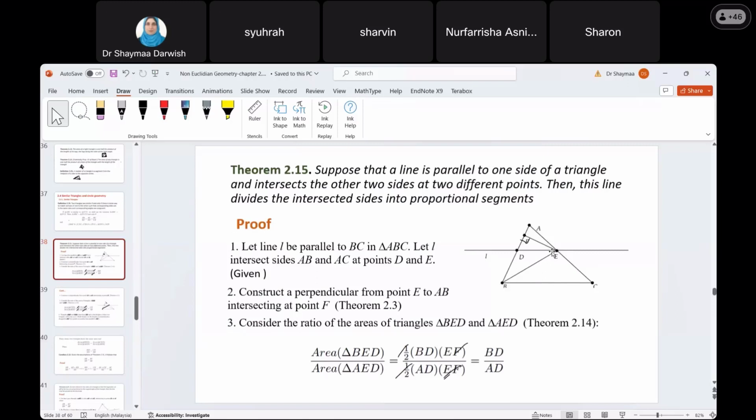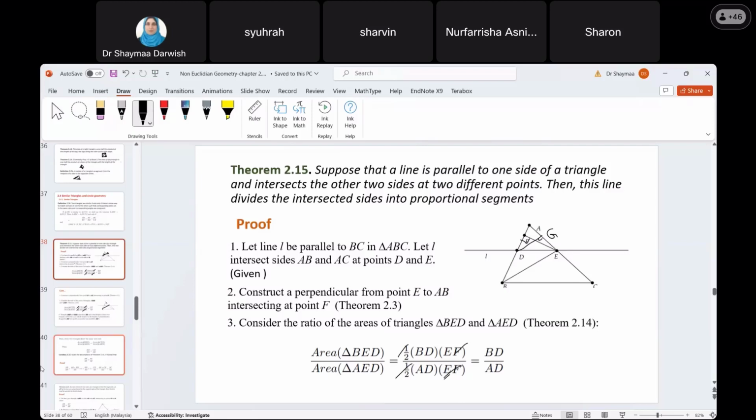What we did: we first draw from E a line perpendicular to AB, and this line is the height, the same height for these two triangles. So the area of this one is 1 over 2 BD times height. The area of this triangle is 1 over 2 AD for the same height. So cancel the heights and the 1 over 2, and you have the ratio BD over AD. Now similarly for the second side, I will draw from D another line, perpendicular at point G.